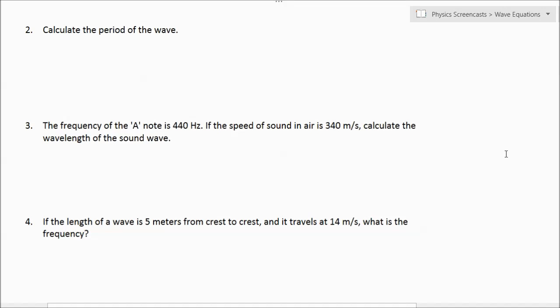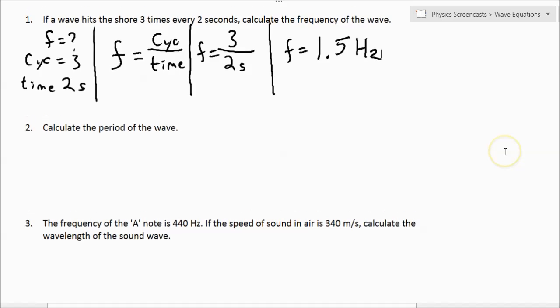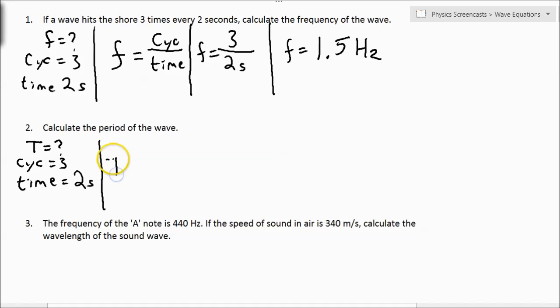To calculate the period of the wave, it's very similar. So if we scroll back up a little bit, we know that we need to find our period, and that's a capital T. It's a very specific time, the period. We still know that the cycles is 3, and the time is still 2 seconds. So the formula for period is this capital T is time divided by cycles.